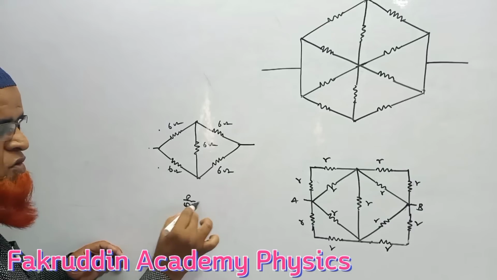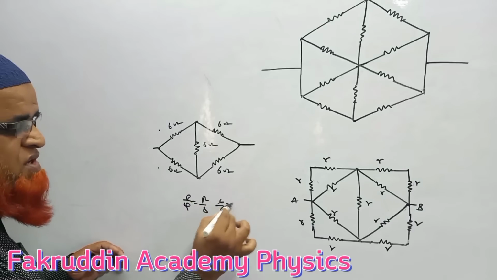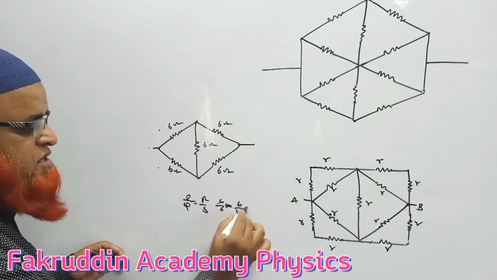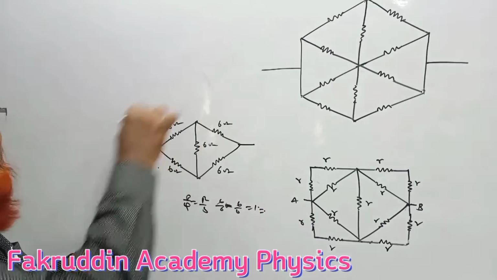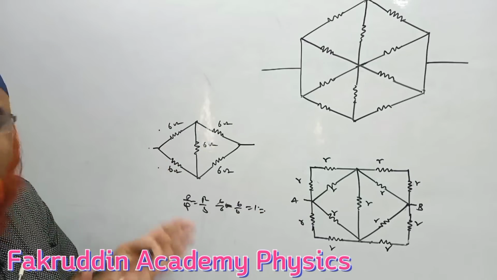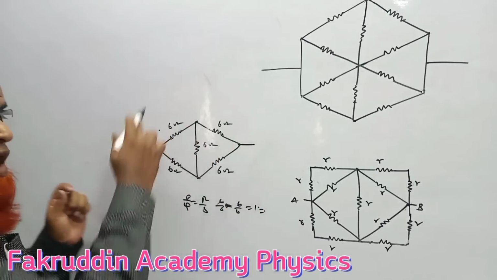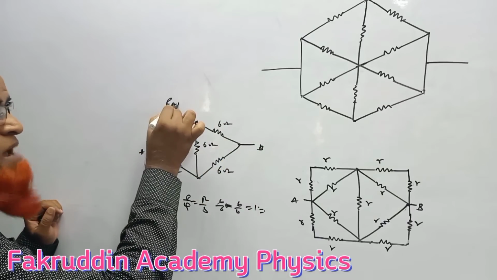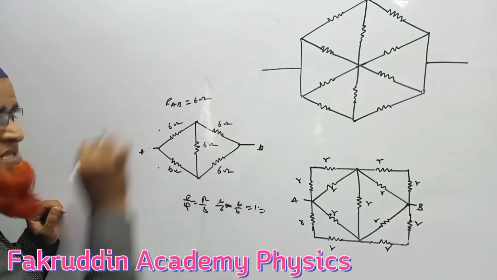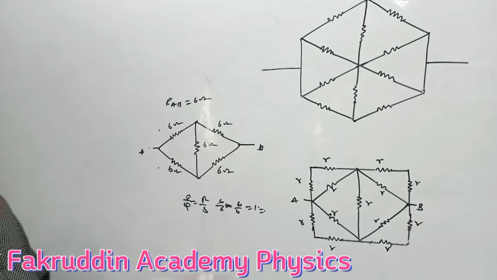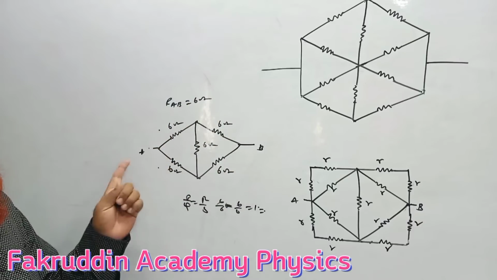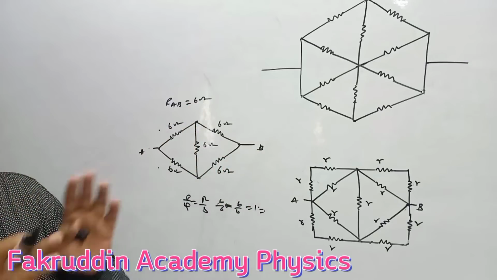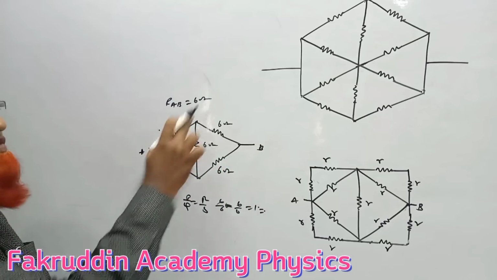P by Q is equal to R by S, which is 6 by 6 is equal to 6 by 6, and this is 1 is equal to 1. Therefore, this is a balanced Wheatstone bridge. If all the resistors are the same, then the resistance across AB will be any one of the resistances. This is the answer. So 6 will be the answer.